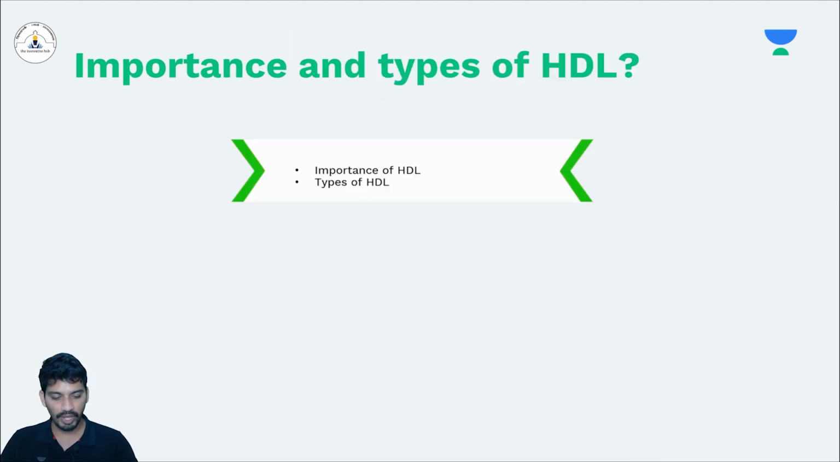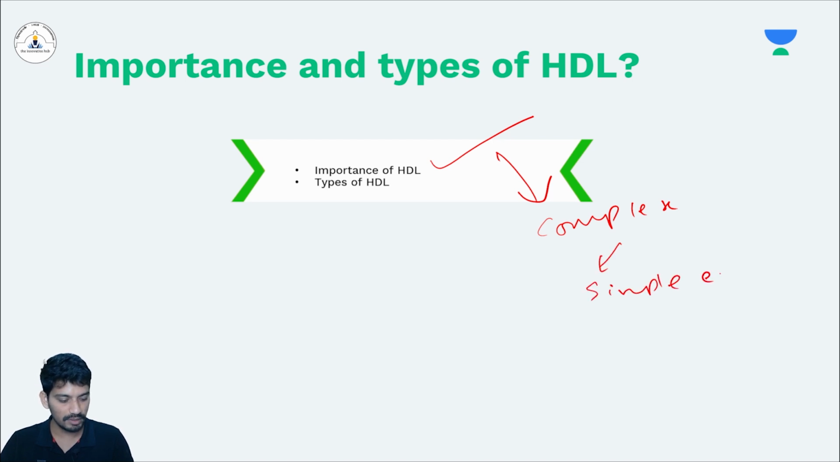So we have learned the need of hardware description language, but what is the importance and what are the different types of hardware description language? See, the first importance is that it is converting your complex circuit into simple English language, right?